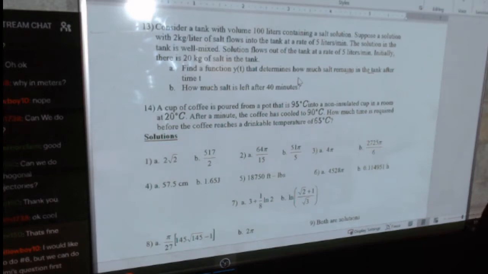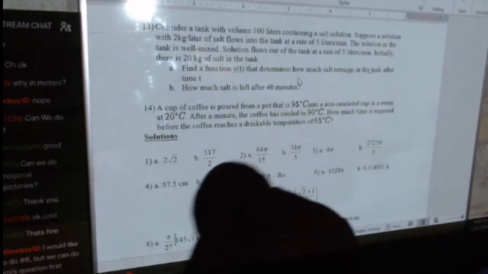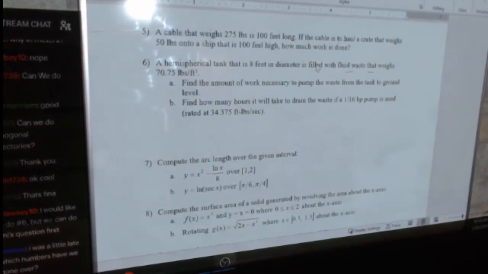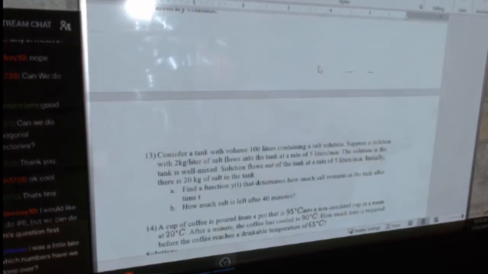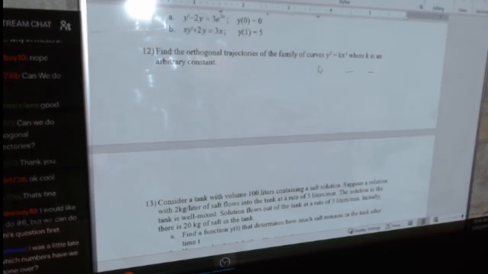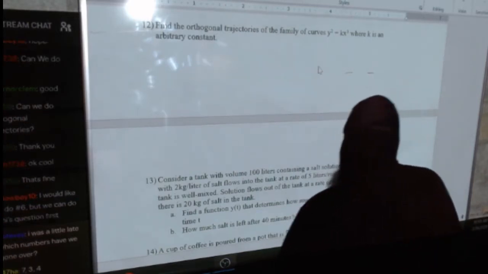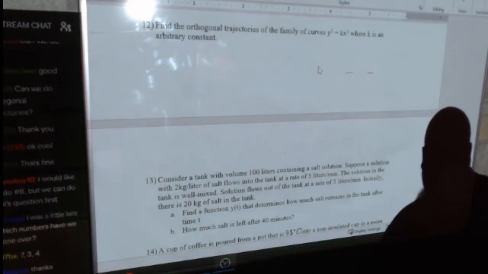I would like to do number 6. Okay, so let's see what 6 is first. Okay, I did actually do that one yesterday. If you really want me to, I can do it again. So let's go ahead and just, I guess we'll do the orthogonal trajectory first. And then if you guys really want me to do the tank, we can go back and do that, or if somebody else has another suggestion. Thank you for answering that.